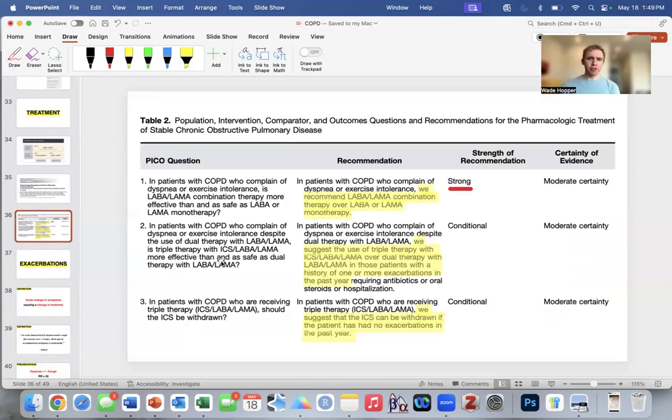Three big recommendations from the ATS. Number one, they recommend LABA/LAMA dual inhaler combination therapy over monotherapy in all patients with COPD who complain of dyspnea or exercise intolerance. And this is a strong recommendation.